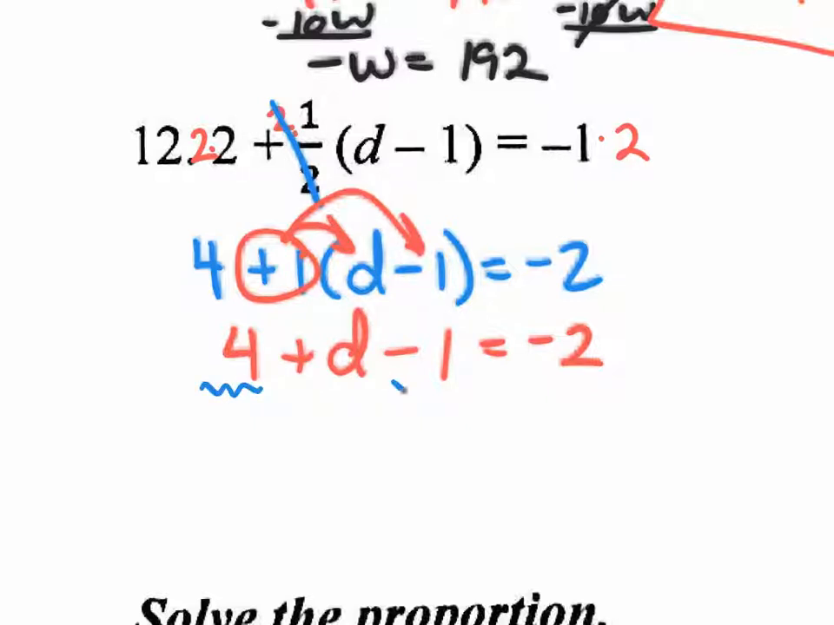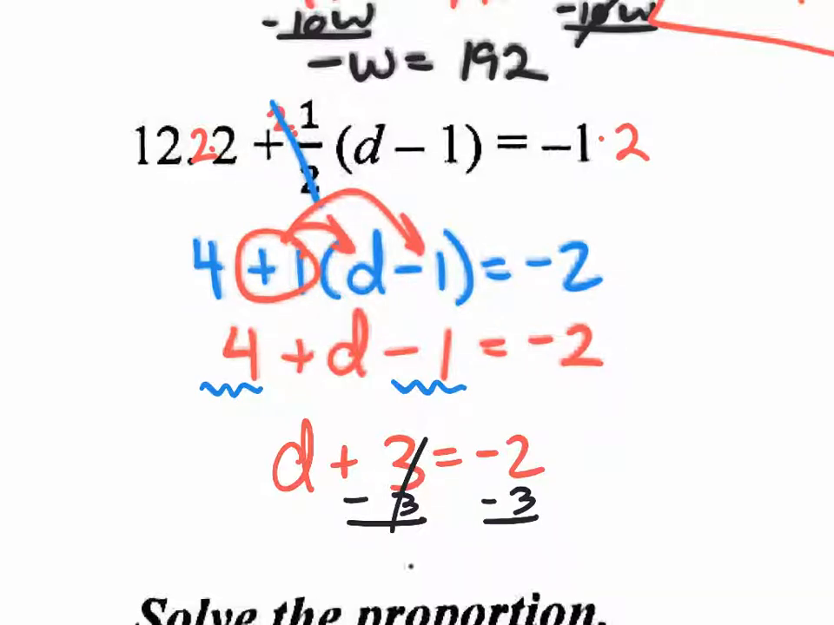The 4, take away 1. I'm going to do this in my head. It's combining like terms. That's 3. So my new equation is d plus 3 equals negative 2. So for my final step, I am going to subtract 3, d equals negative 5. And that's my final answer for that one.